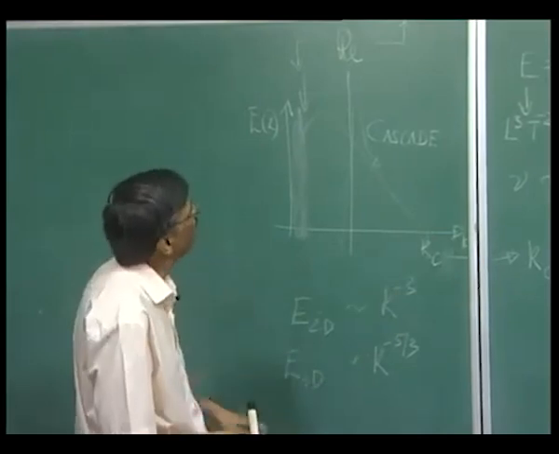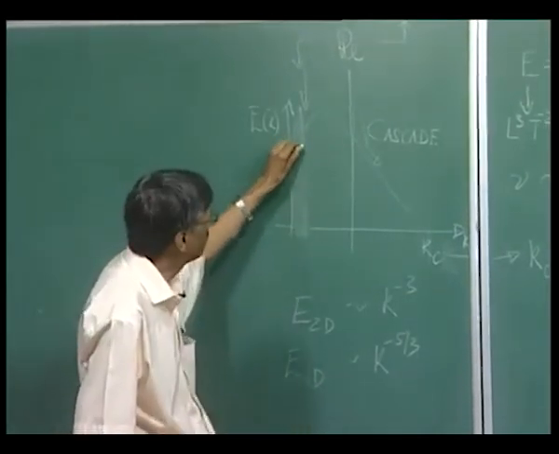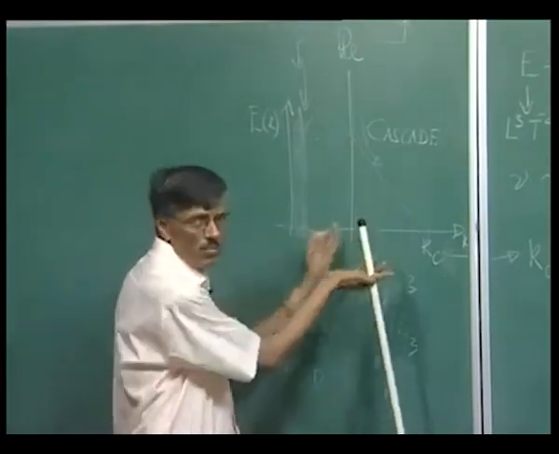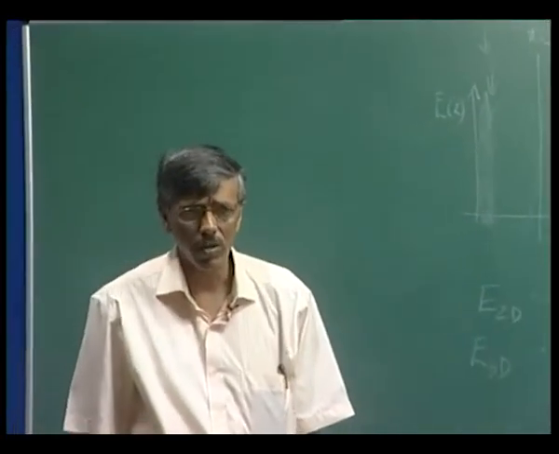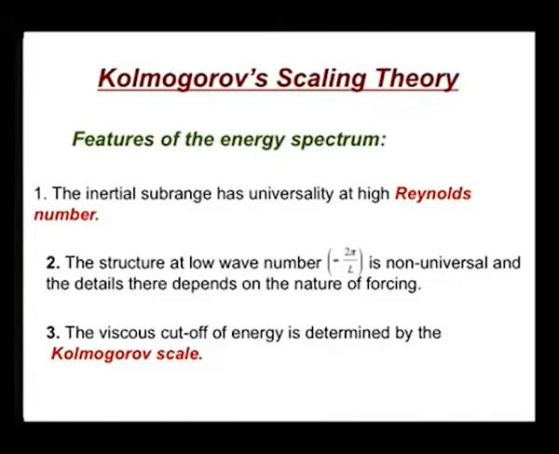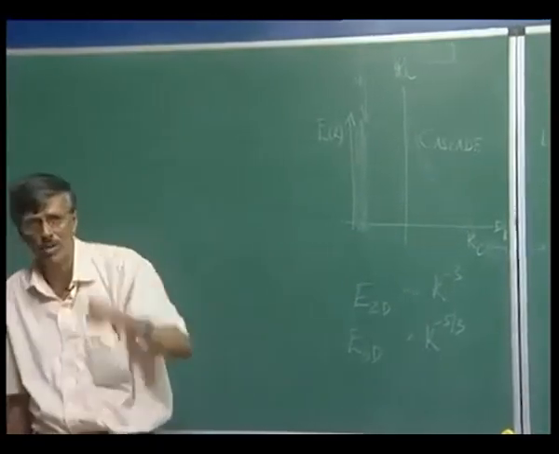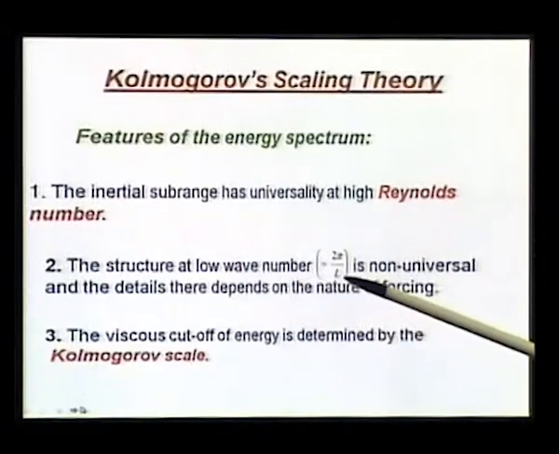What happens if I look at a lower Reynolds number turbulent flow? It could be something like this. So, this dynamic range probably comes down by, let us say, a factor of 100 or a factor of 1000. So, in low Reynolds number flows, you may not actually even get this k to the power minus 5/3 part, that is what we are saying. Whereas, the structure at low wave number is non-universal. The details depend on how you set up the flow, right. That is what we are talking about.